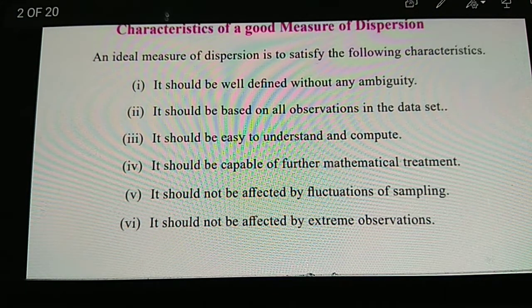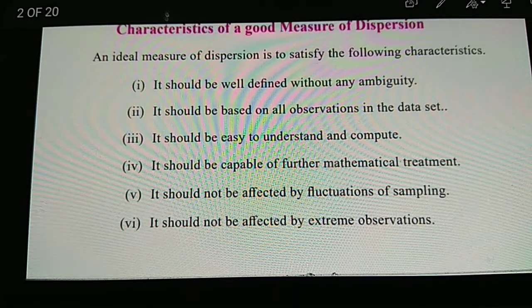Characteristics of a good measure of dispersion. An ideal measure of dispersion should satisfy the following characteristics. The first one, it should be well defined without any ambiguity. Second, it should be based on all the observations in the data set. The third one, it should be easy to understand and compute.